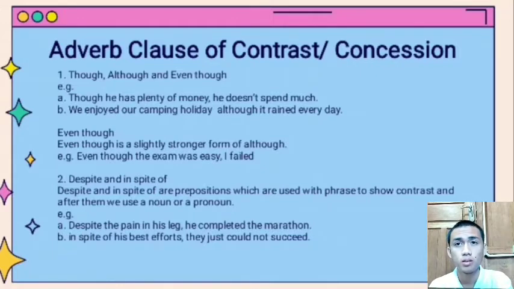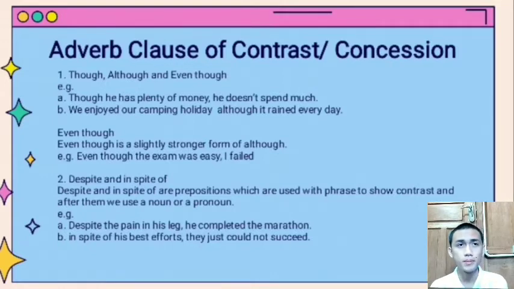Adverb clause of contrast or concession. One: although, though, and even though. Example: Although he has plenty of money, he doesn't spend much. Second: We enjoyed our camping holiday, although it rained every day. Even though is a slightly stronger form of although. Example: Even though the exam was easy, I failed.